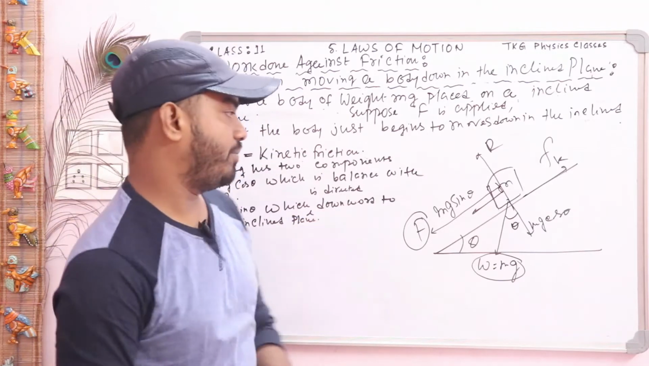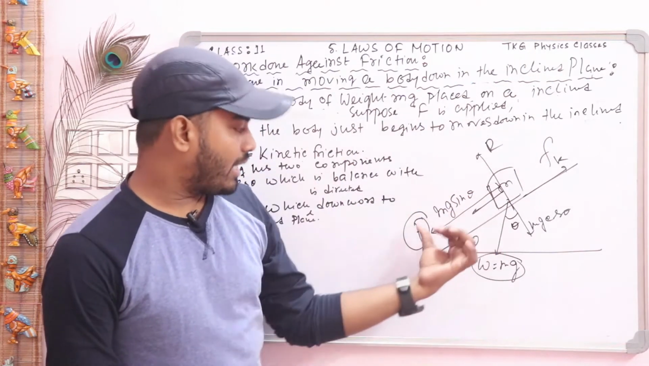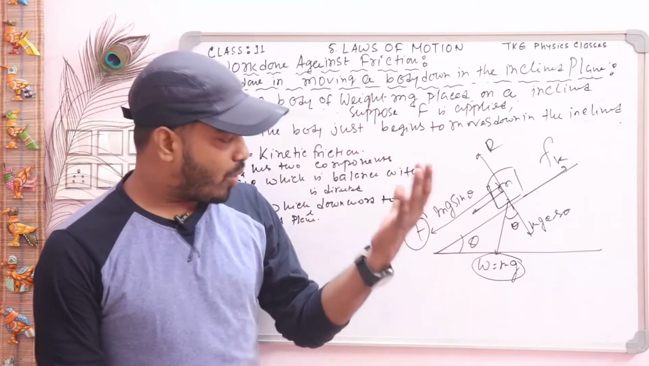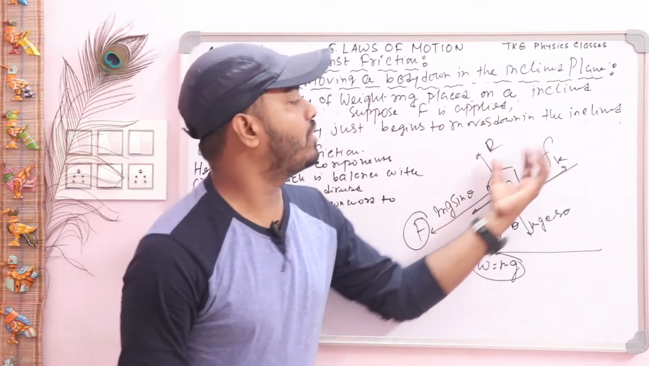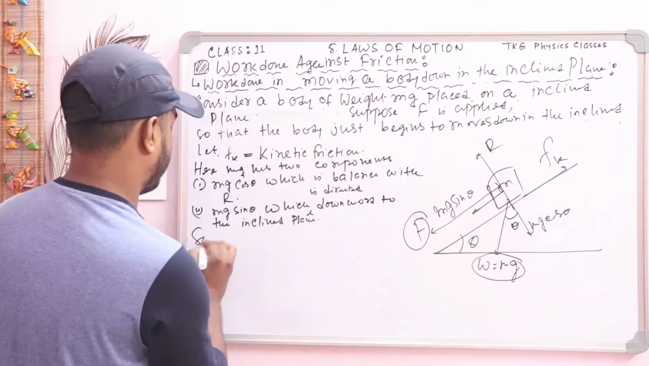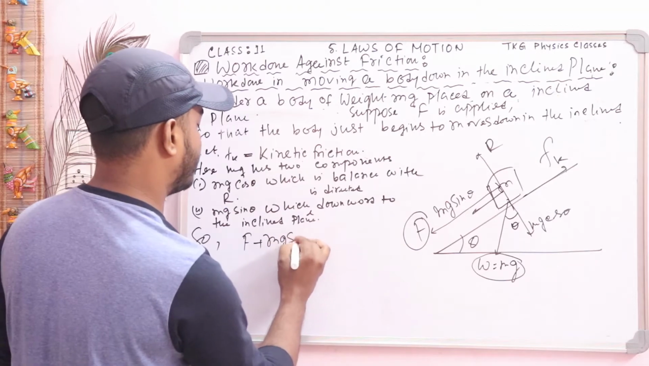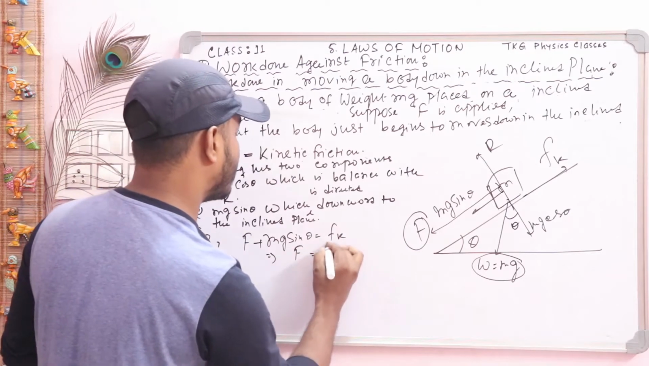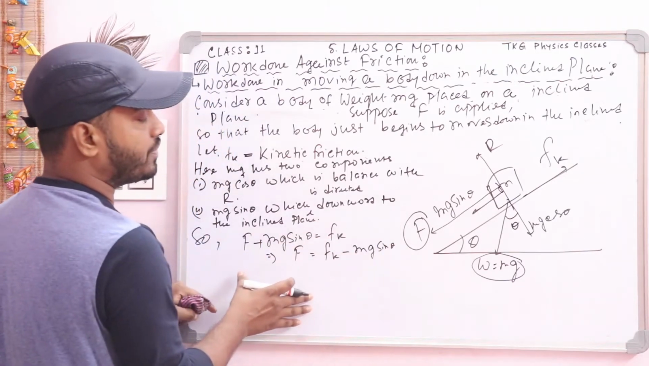Now again you see, Fk is the force which is directed upward, and capital F and mg sin theta are two forces which are directed downward to the inclined plane. So what is the value of capital F here? The upward force is equal to the sum of the downward forces. So F plus mg sin theta is equal to Fk. So here F must be Fk minus mg sin theta. This is the net force.